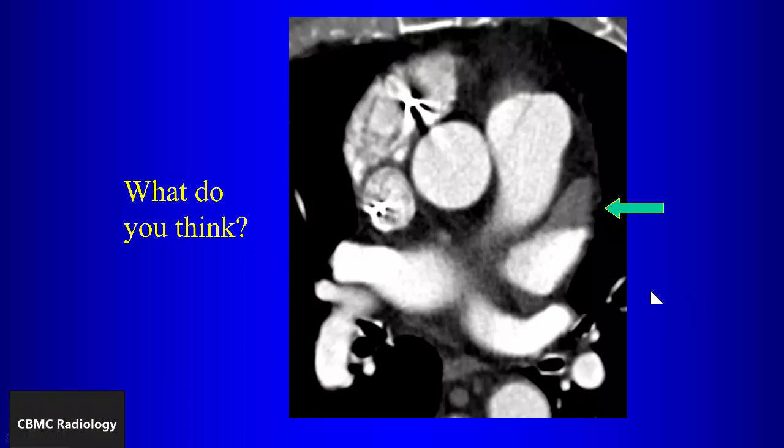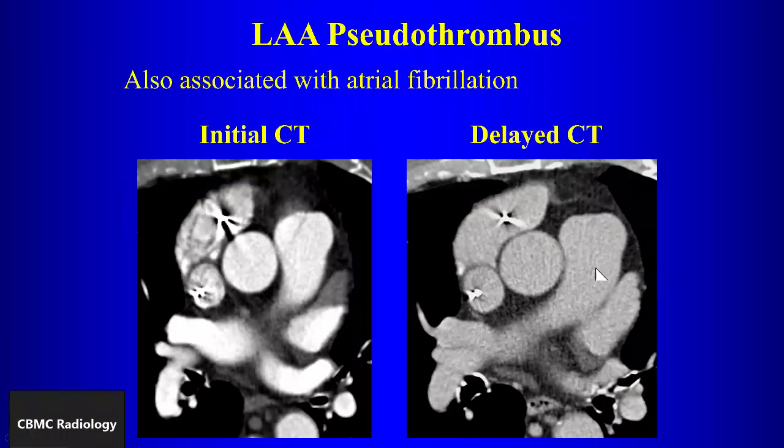Also, you can turn the patient prone. So if you turn the patient prone, then that also allows the contrast to fall into the tip of the left atrial appendage. So delayed CT, pretty easy to do here, and then that shows that it fills in completely, so that is pseudothrombus in the left atrial appendage.